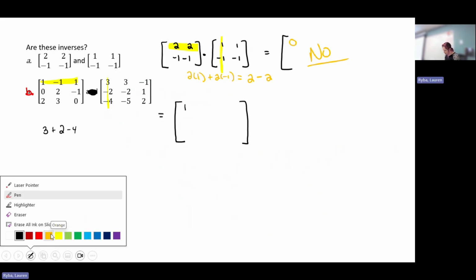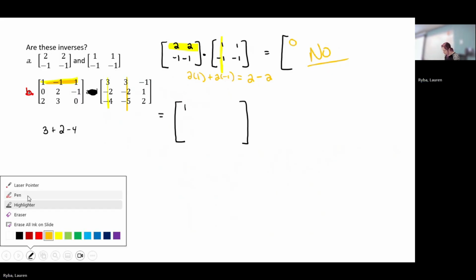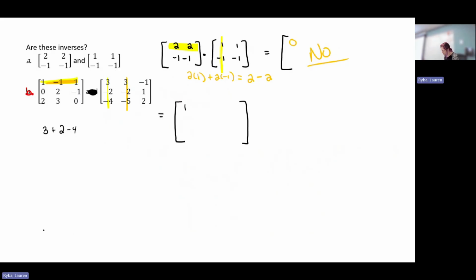All right, I'm going to keep going. I'm going to take that first row now times the second column. So let's see. 1 times 3 is 3. -1 times -2 is 2. 1 times -5 is -5. 5 minus 5, 0. So that's good.